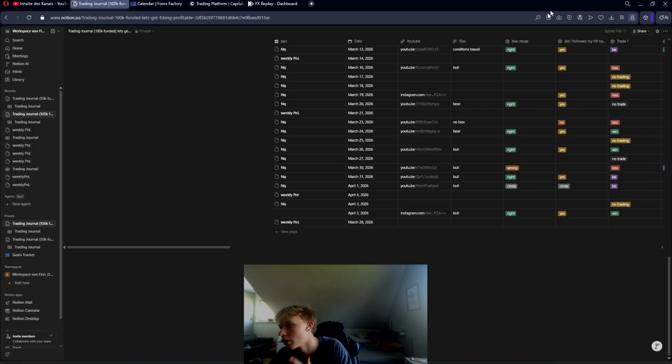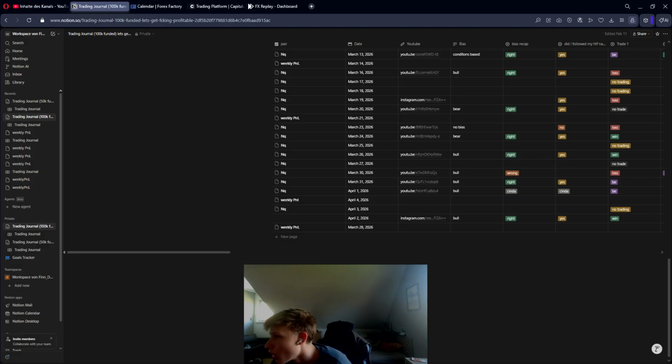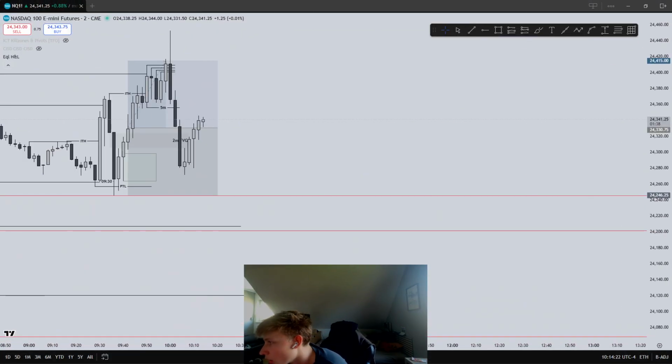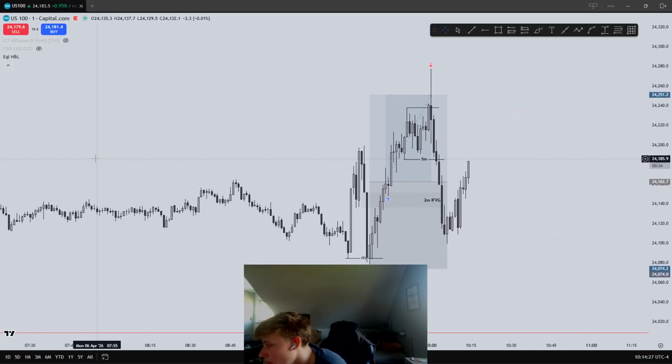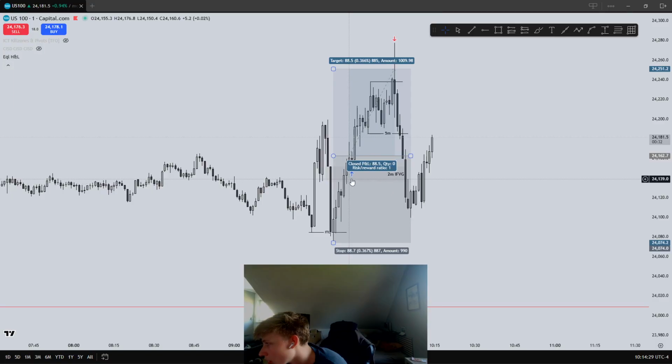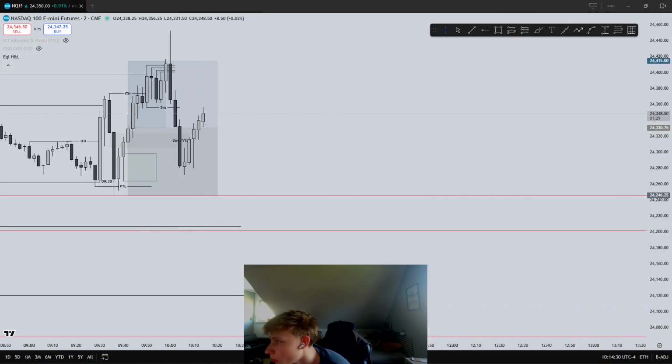Trade recap of the day today, taking a W on the day. Quick proof that I took the trade on my brokerage. Entered right here, exited right there. Perfect.